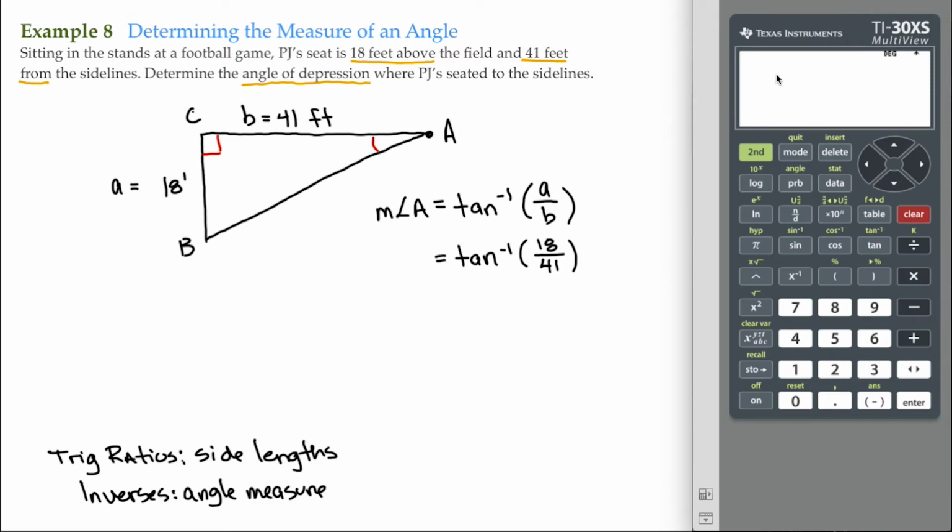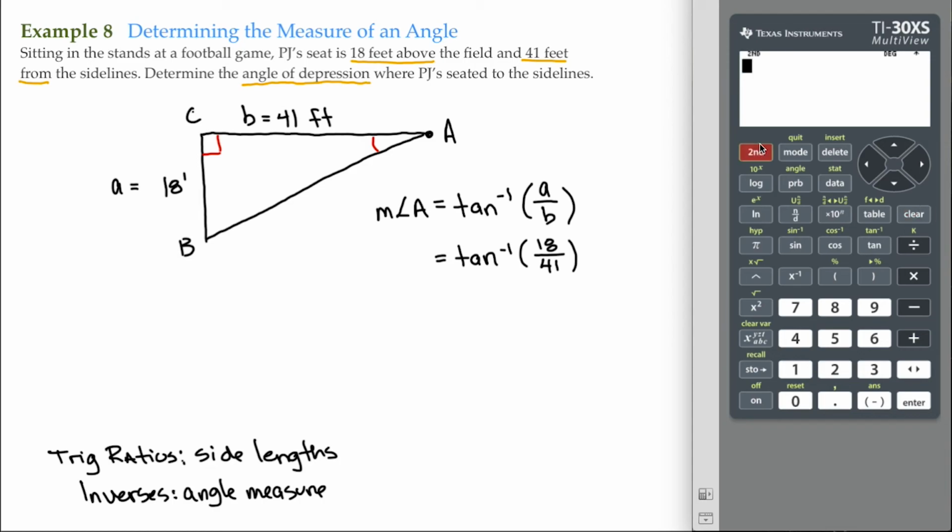So now that I'm in degree mode, again, here is my sine key. And above sine is sine inverse. Here is my cosine key, and above that is my cosine inverse. And here's my tangent key. And above that is my tangent inverse. So this is what I want, the inverse of tangent.